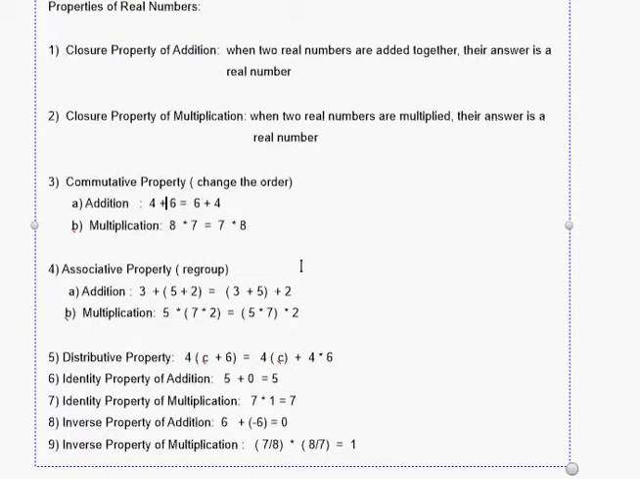Distributive properties where we multiply the outside number times every term inside the parentheses. Identity property says if we add 0 to a number, we retain the identity of the number we started with. Identity property of multiplication is where we multiply by 1 and retain the identity of the number we started with. Inverse property is where we add a number and its opposite and get 0. Inverse property of multiplication is where we multiply a number by its reciprocal and we get 1.